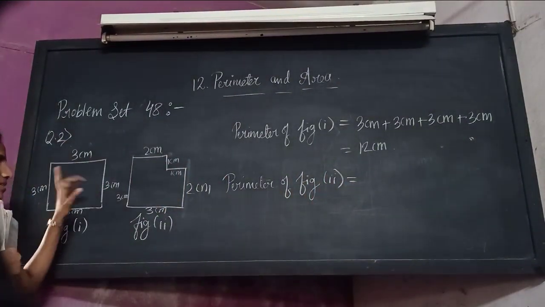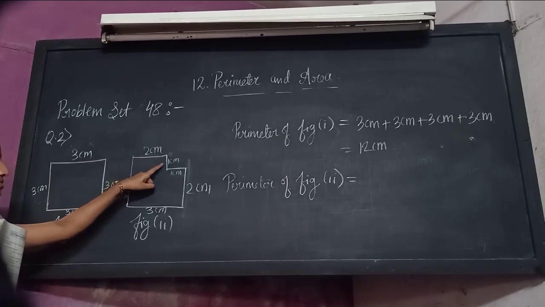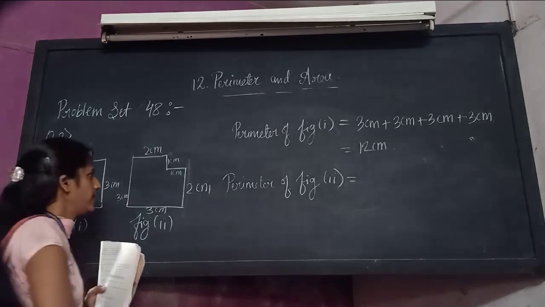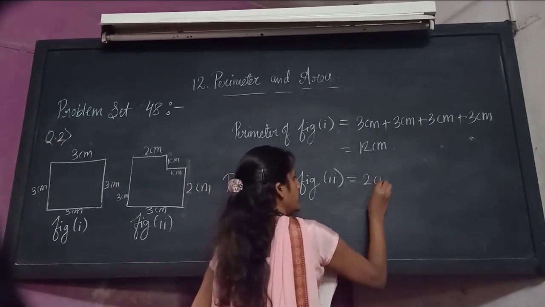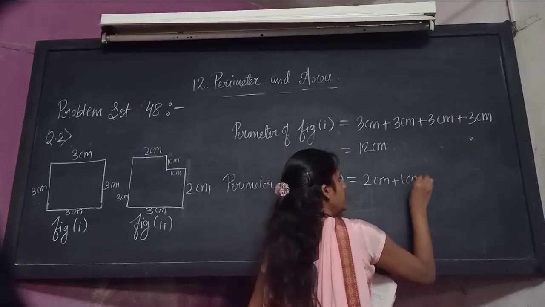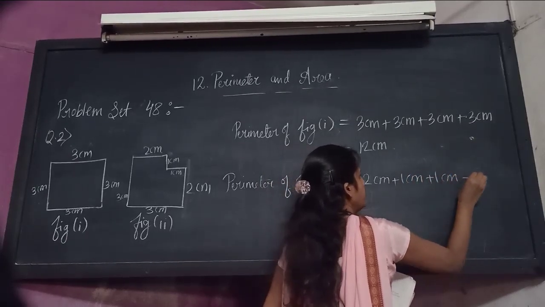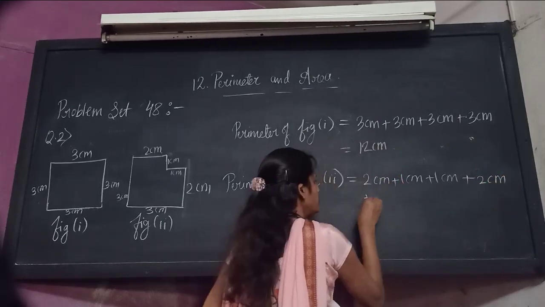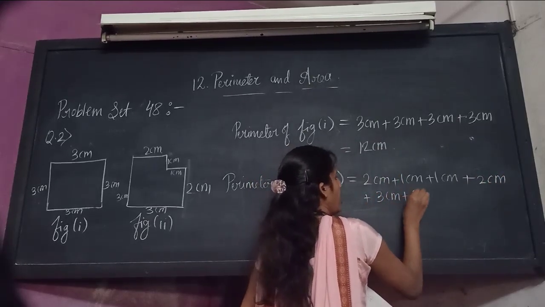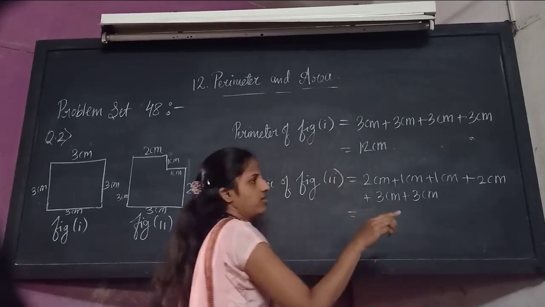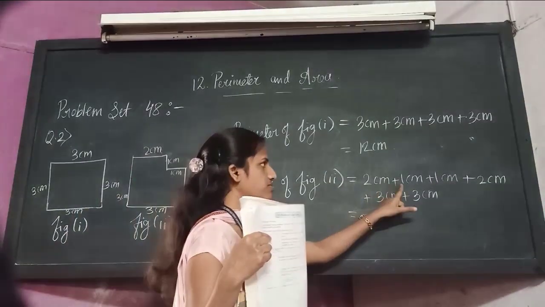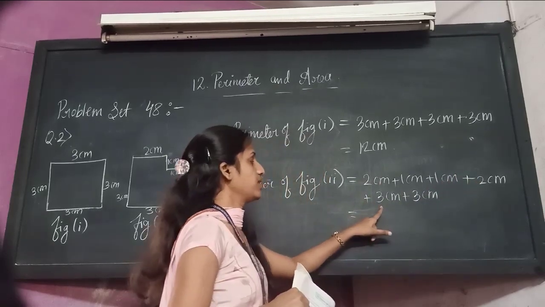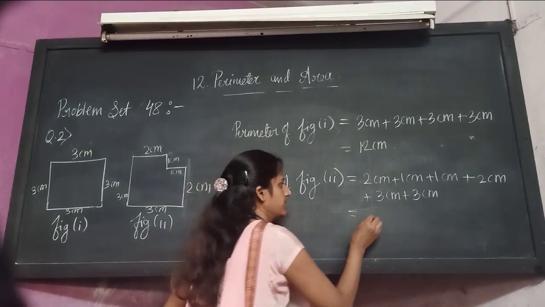Okay, here we have the sides 2 centimeter, 1 centimeter, again 1, 2, plus 3, plus 3. Just write down all the numbers. 2 centimeter plus 1 centimeter, again plus 1 centimeter, plus again 2 centimeter, then 2 times 3 centimeter. After writing all the sides, we have to add: 2 plus 1 is 3, 3 plus 1 is 4, 4 plus 2 will be 6, 6 plus 3 will be 9, 9 plus 3 will be 12 centimeter.